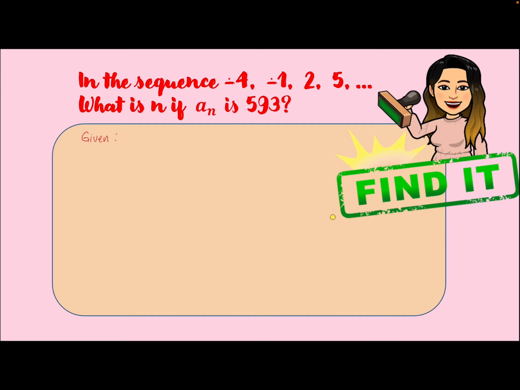Since we have here the given first term, which is -4, a sub 1 is -4. Next, we also have the common difference. By subtracting the first term, -4, from the second term, -1, we have -1 minus -4. The common difference is 3. So we have -4 as a sub 1, positive 3 as your common difference. And another given in the problem is a sub n is 593.